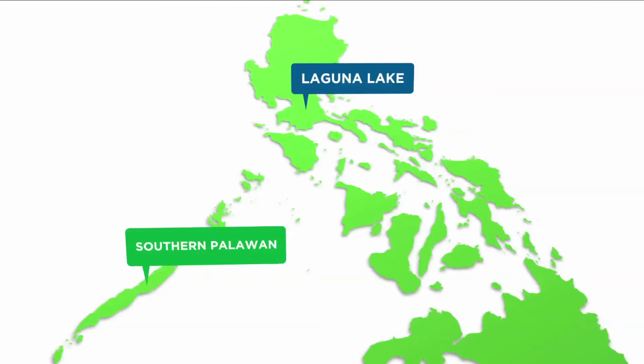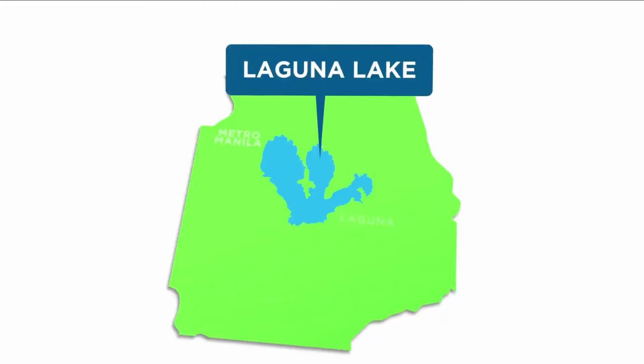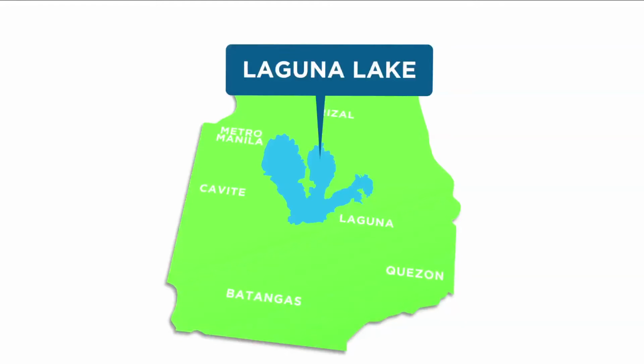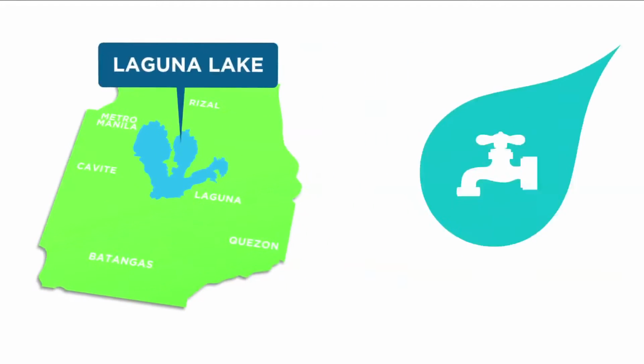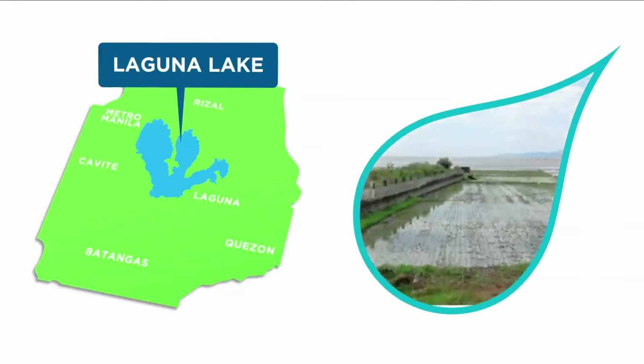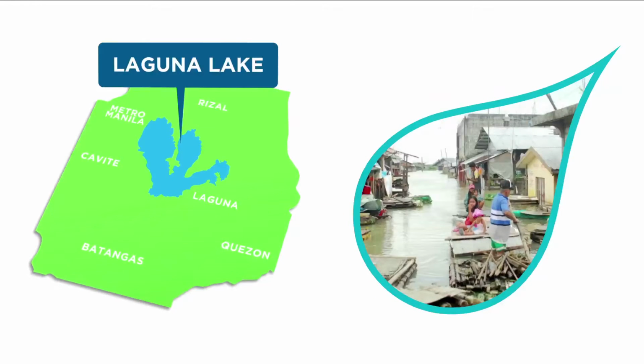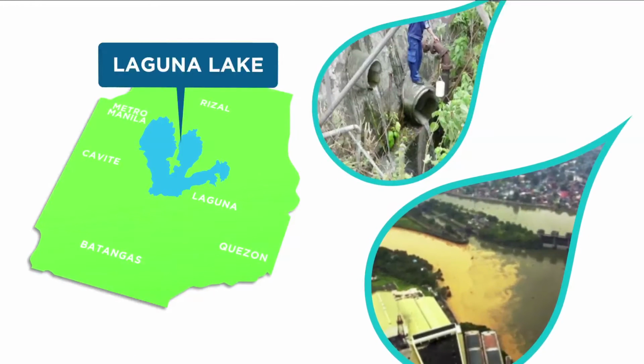The Laguna Lake Basin is a vital ecosystem and center for economic activity in Metro Manila and surrounding provinces. It provides drinking water, supports fisheries, agriculture, forestry, and even prevents flooding in Manila. However, pollution and sedimentation threaten its survival.